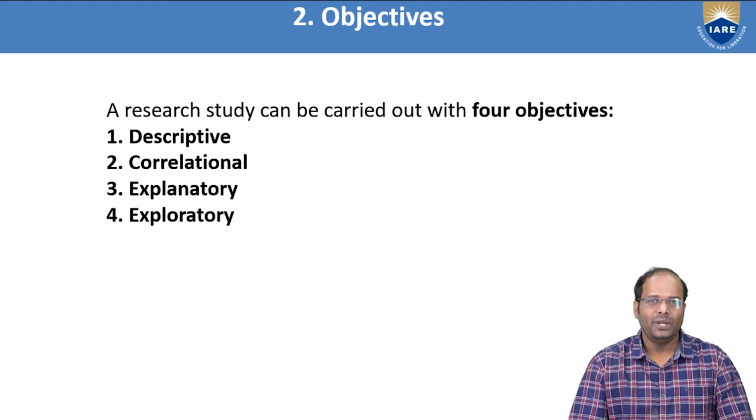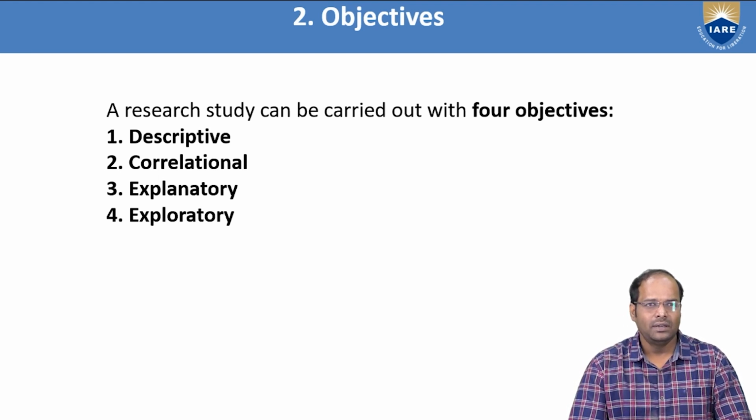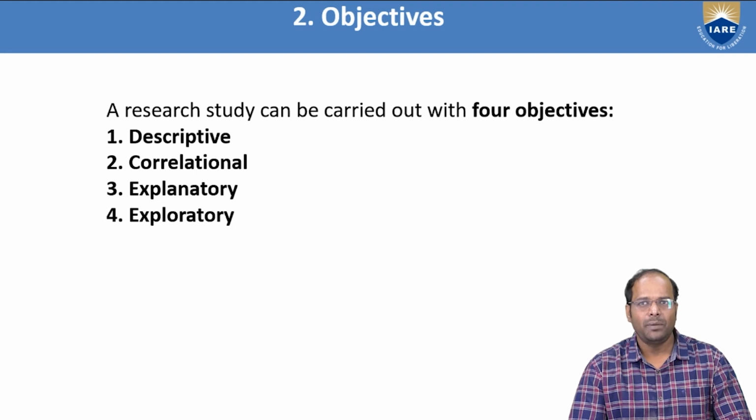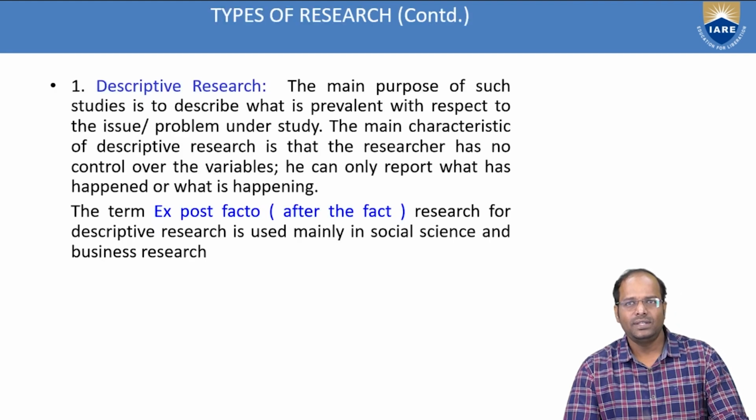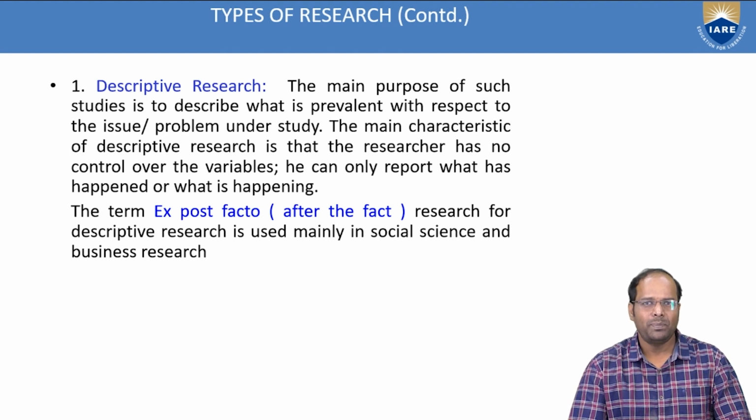The second one is objectives. A research study can be carried out with four objectives. One is descriptive, second is correlational, third is explanatory, and fourth is exploratory. First, I am going to describe descriptive research. The main purpose of such studies is to describe what is prevalent with respect to the issue or problem under study.